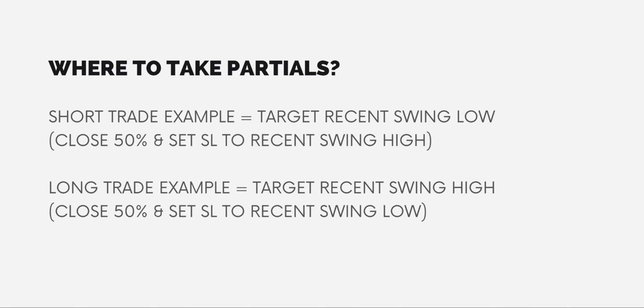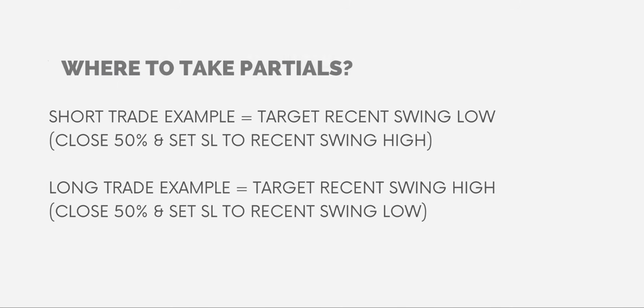Once your TP gets hit and the recent swing low gets taken out, you want to close 50% off your position and set your stop loss to the recent swing high, which is usually close to break even. So you've taken one contract off, or 50% of the many contracts you're trading, and you're setting your stop to pretty much break even, and it's now a pretty much risk-free trade. Same if you're taking longs: you want to target a recent swing high, close 50%, and then obviously set your stop loss to the most recent swing low.